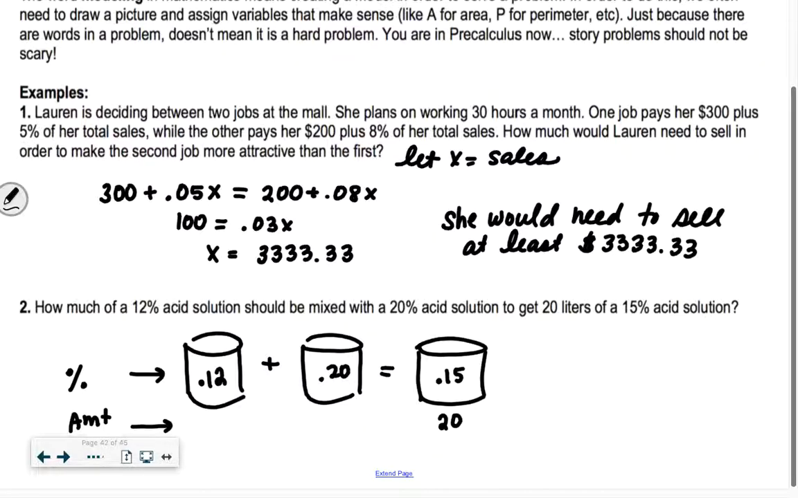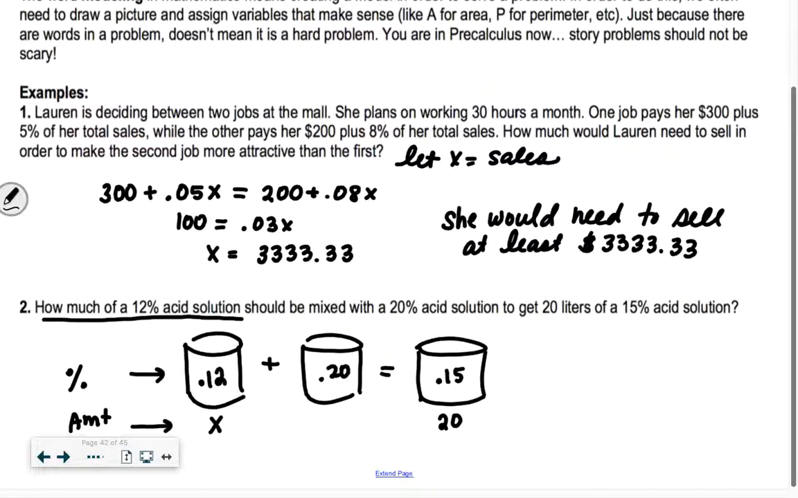So if I had 8 liters of something and I added to 12 liters of something, I do get 20 liters of something, right? So these numbers down here have to add together to be 20. So let's make one of them x. So we're saying how much of a 12% acid solution? Let's make that our x. And I said these numbers add up to be 20. So I could do x and y and 20, but I want to make it one variable. How can I make it one variable? What do I put here?